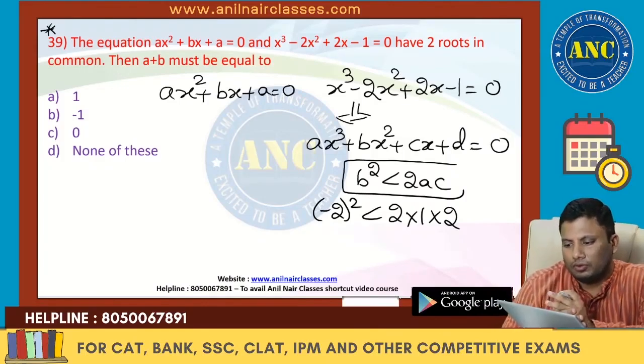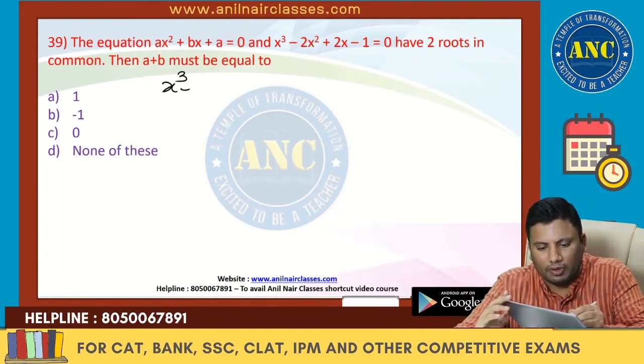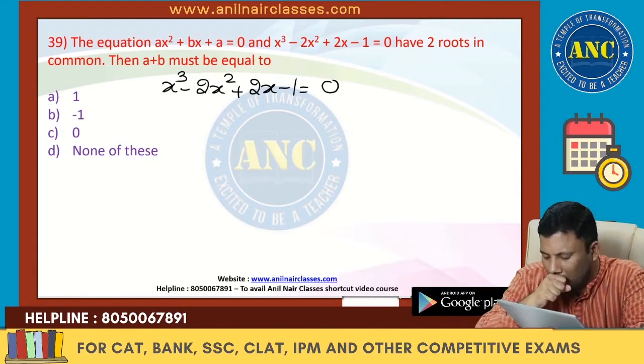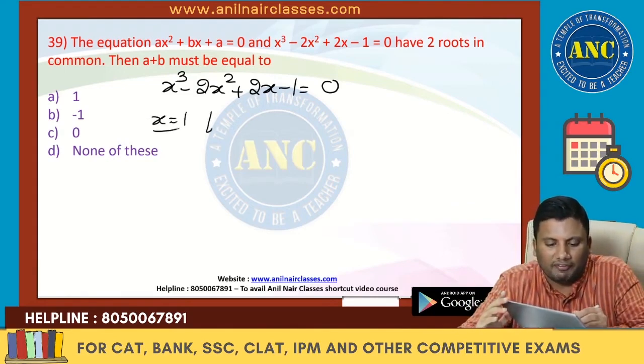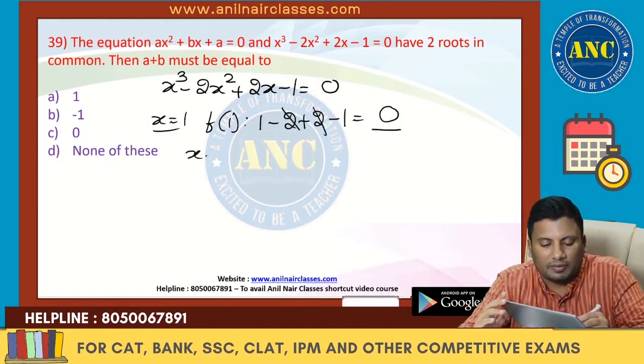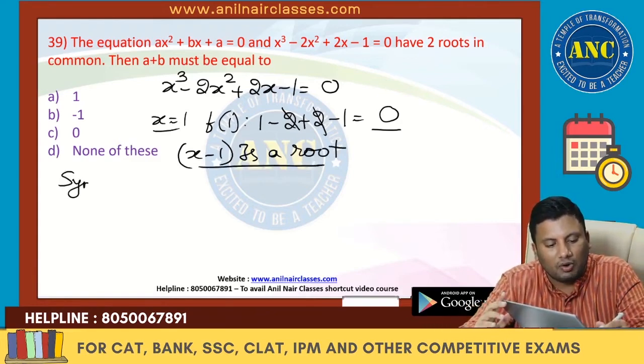Now, 1 minute. Let me do like this. x cube minus 2x square plus 2x minus 1 equivalent to 0. x equivalent to 1. f of 1 will become 1 minus 2 plus 2 minus 1 equivalent to 0. It is 0. That means x minus 1 is a root. If x minus 1 is a root, how to find out the other two roots? By using synthetic division.